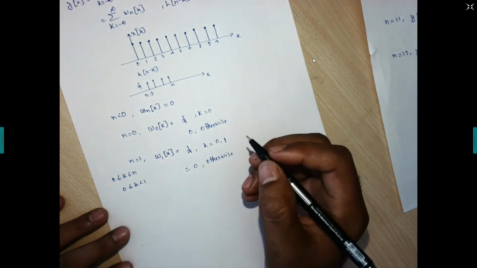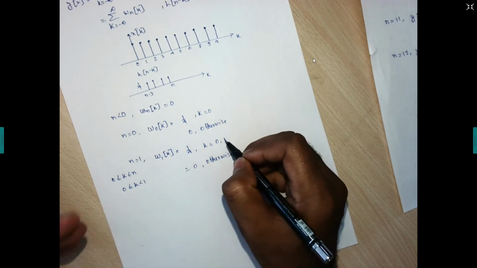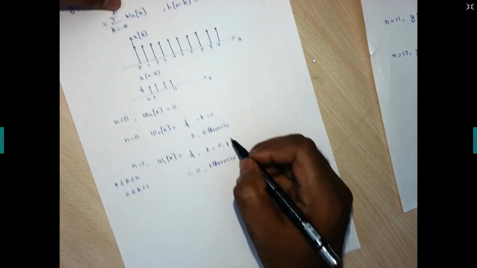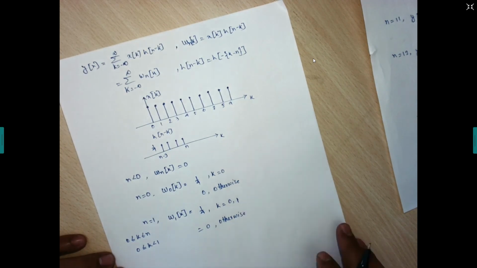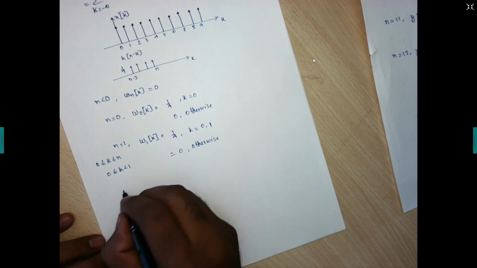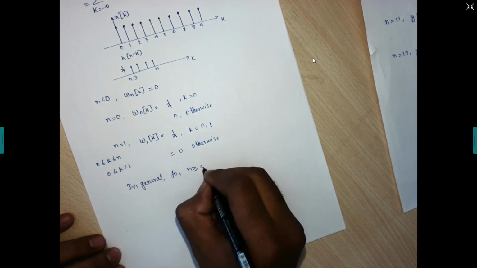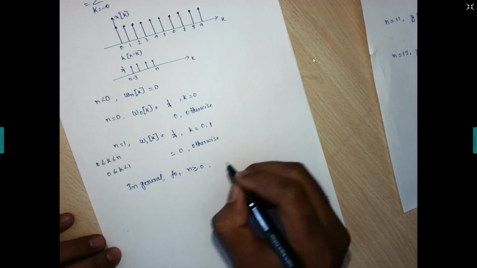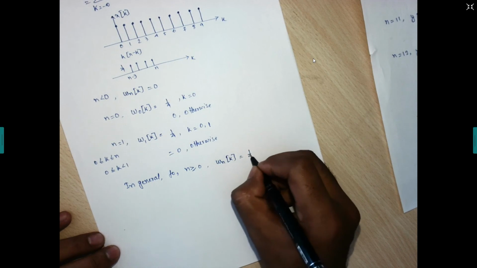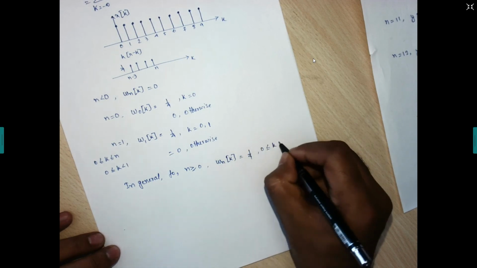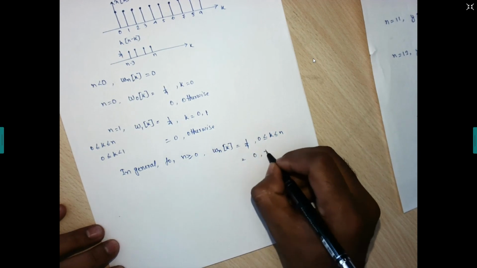Getting or not? We have been taking k is equals to 0 to 1. After all, we need to take the summation, then it will become 1 by 2. Fine. So in this way, in general, for n greater than or equal to 0, we can write Wn of k is 1 by 4 for 0 to n, for n greater than 0, and 0 otherwise, right?